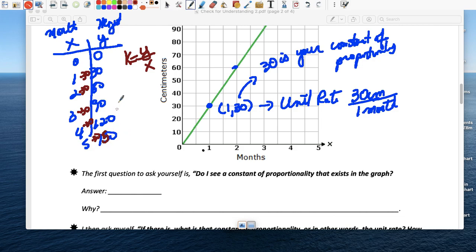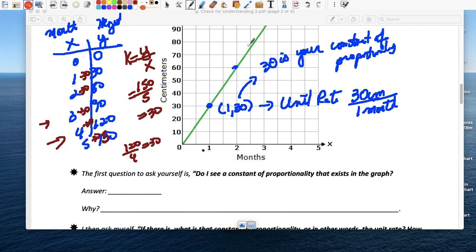150 over 5. So if you divide 150 over 5, you get 30? Yes, you do. If you take this point over here and you did 120 over 4, do you get 30? Yes, you do. If you take this one, do you get 30? Yes, you do, etc., etc. So it doesn't matter which point you take on this line, the constant of proportionality is the same.